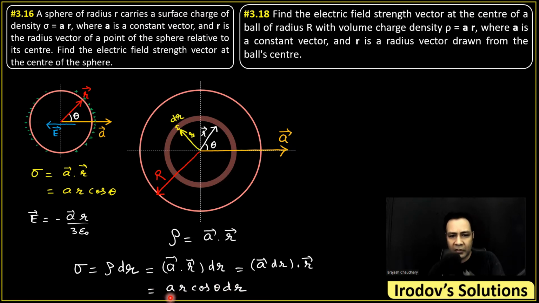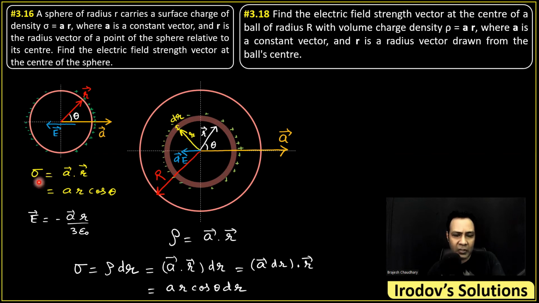Here you can see that a, r and dr are constant, and it is varying with cos theta. So this shell and the earlier shell are actually identical. The only thing is that whatever was a there is now a dr, and the variation of charge density at the surface would be the same. Now, because of this shell, the electric field at the center will be along this direction, and let me call that electric field dE vector.